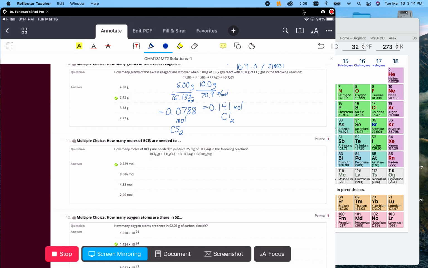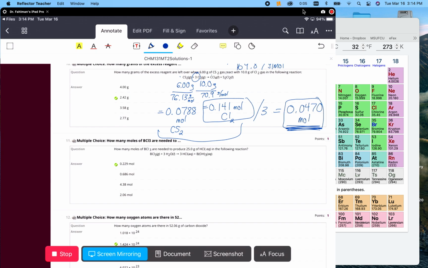Okay, so now you want to just make sure the equation is balanced, and it is. And so again, you can't directly compare these numbers. You have to divide this one by 3. Okay, and so let's do that. So divided by 3 gives you 0.0470 moles. Okay, so now this is smaller, and so that means that this is the limiting reagent.